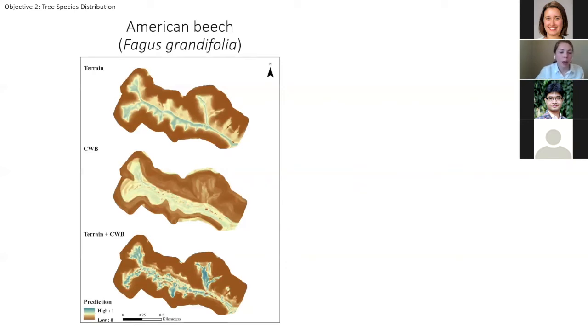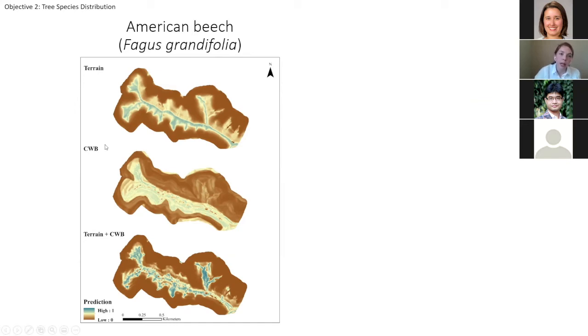And so to orient you to how this is working, we have American beech, and then we have 3 maps. So the first is terrain, the second is climate water balance, and then the third is that combination category, which is both terrain and climate water balance. A darker blue in these maps will indicate a higher likelihood of finding that species on that site, whereas a lower value of 0, which would be represented by a brown or a darker brown, indicates that you're not as likely to find that species on that site.